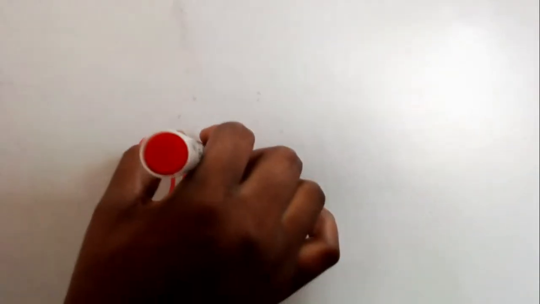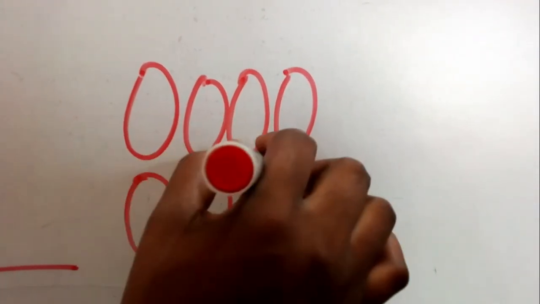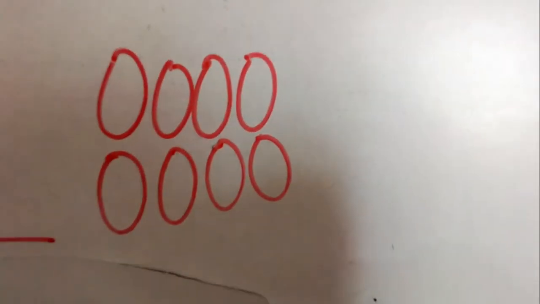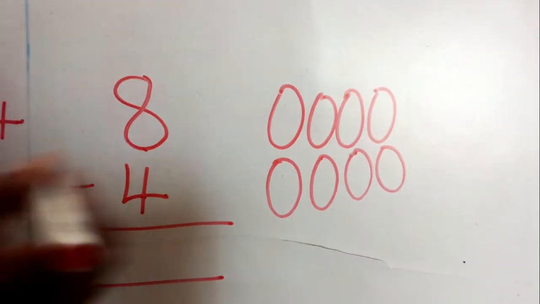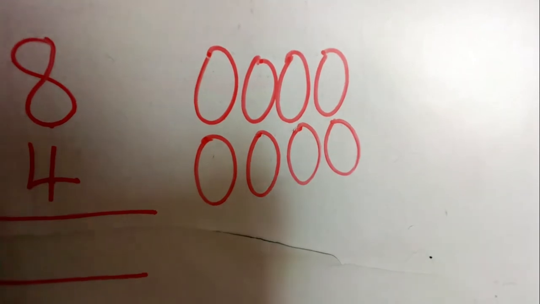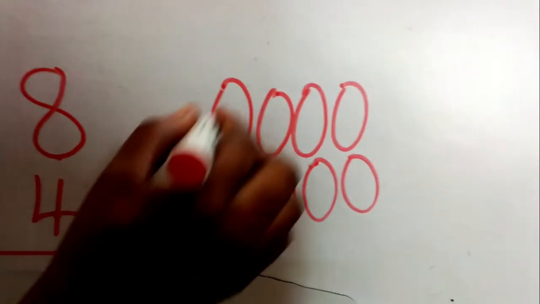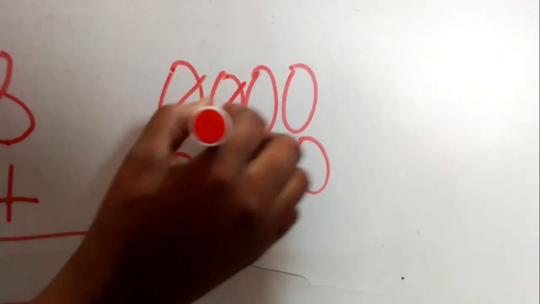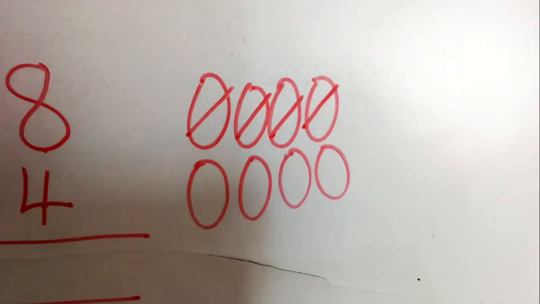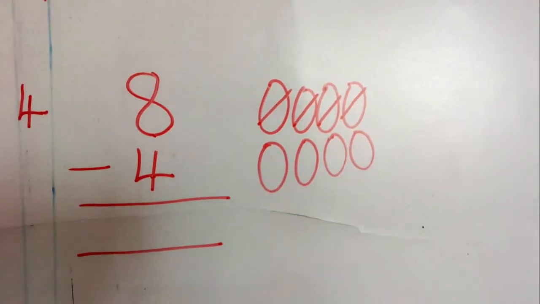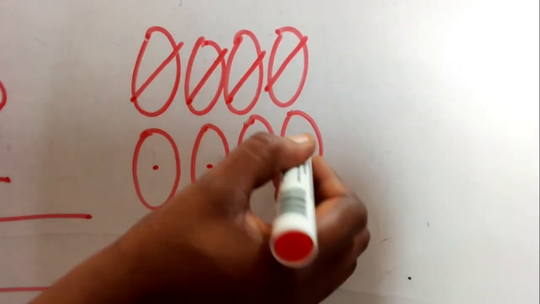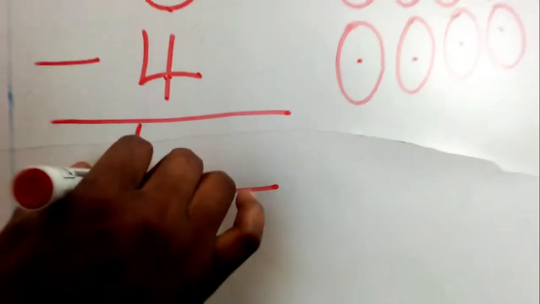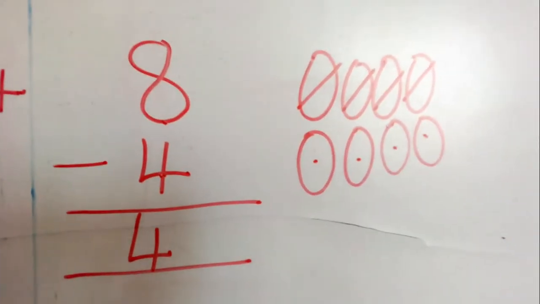1, 2, 3, 4, 5, 6, 7, 8. So I am going to cancel this number 4. I'm going to take it away from number 8. How many objects will I cancel? I'm going to cancel 4 objects. Now let's go. 1, 2, 3, 4. Beautiful. We are going to count the remaining objects. 1, 2, 3, 4. So the answer is 4. Beautiful. You can see it.